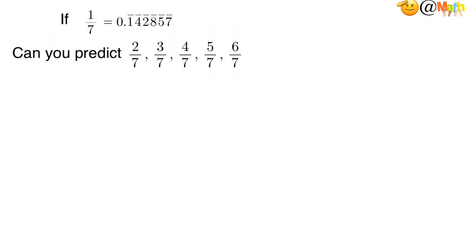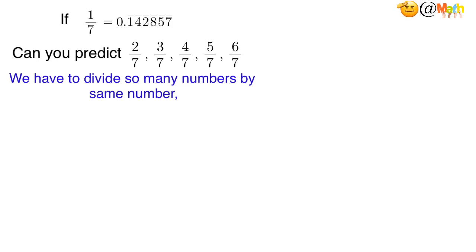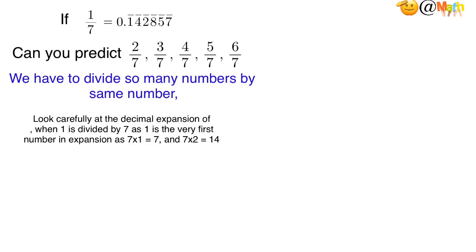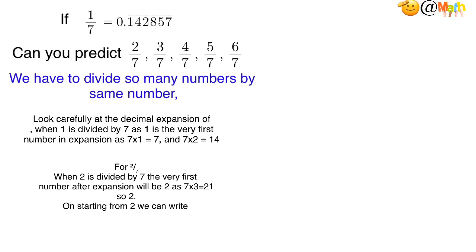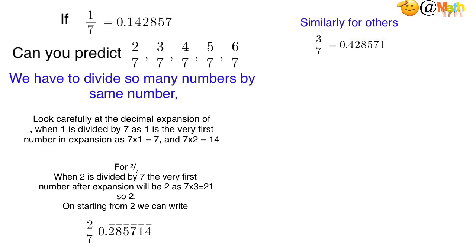If 1 by 7 is equal to 0.142857 recurring, can you predict 2 by 7, 3 by 7, 4 by 7, 5 by 7 and 6 by 7? We have to divide so many numbers by the same number. Look carefully at the decimal expansion of 1 by 7. When 1 is divided by 7, 1 is the very first number in the expansion. For 2 by 7, the very first number in the expansion is 2, because 7 2s are 14 and 7 3s are 21.